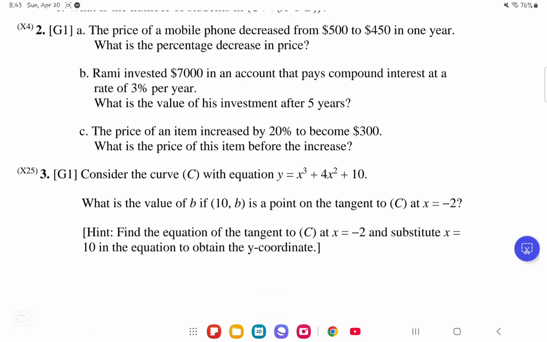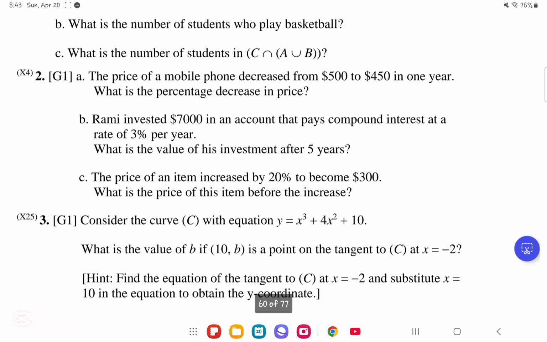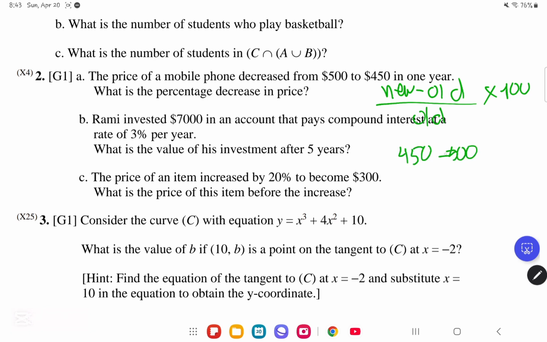The price of a mobile phone decreased from $500 to $450 in 1 year. What is the percentage decrease in price? Always remember, when I ask you for the percentage decrease in price, you're going to do new minus old over old times 100. So 450 minus 500 over 500 times 100. Put it on your calculator, and you will get an answer which is minus 10%.